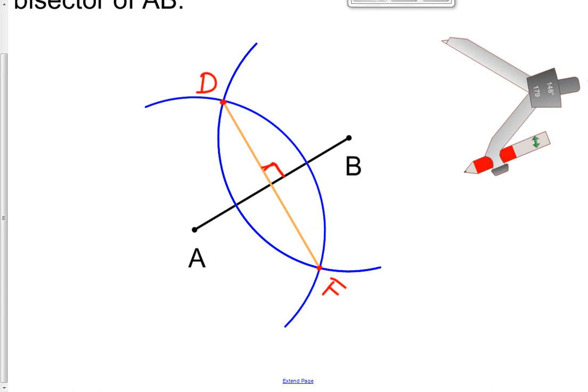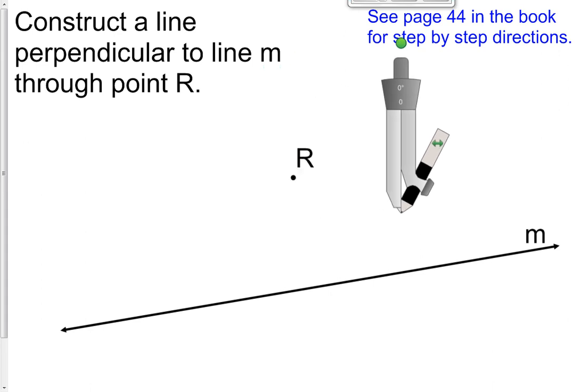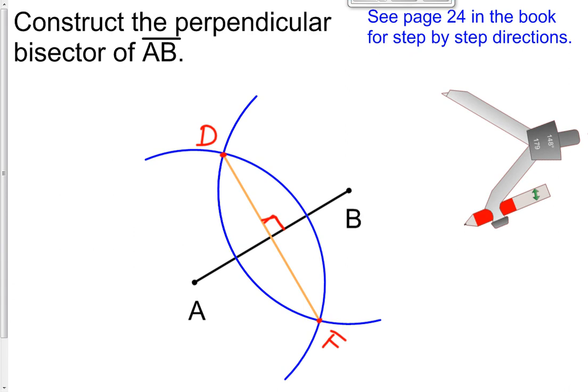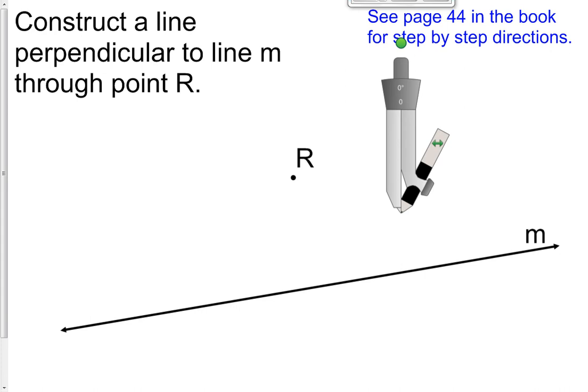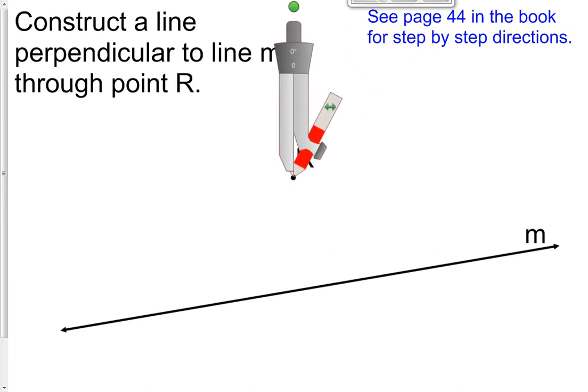Our last one is kind of similar, but on this one, we want to make a perpendicular that goes through a point that's not on the line. In the previous example, we made it perpendicular at a point which is on the line. On this one, we want to make it perpendicular to R, which is not on the line. So it's just one additional step. Here's what we're going to do for this one. You're going to put your needle at point R.